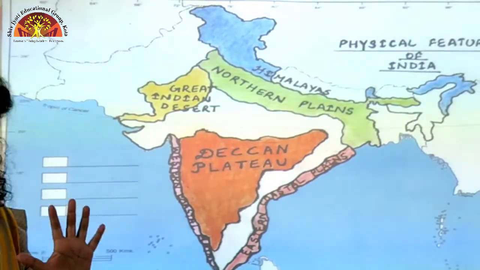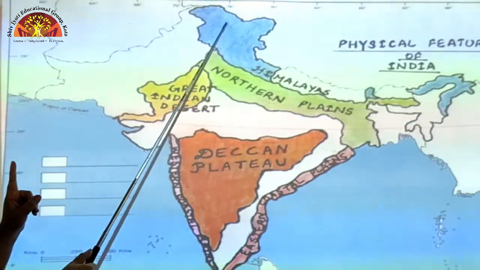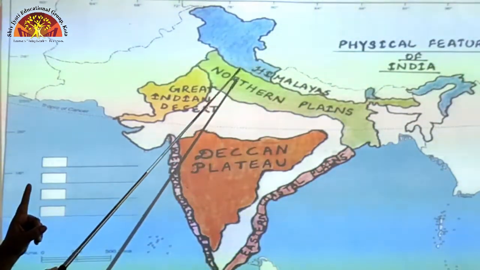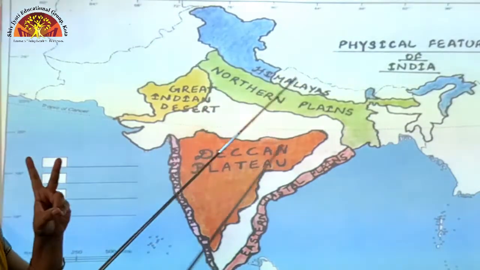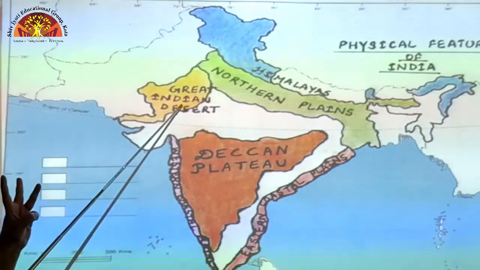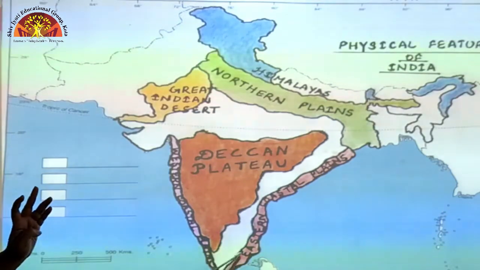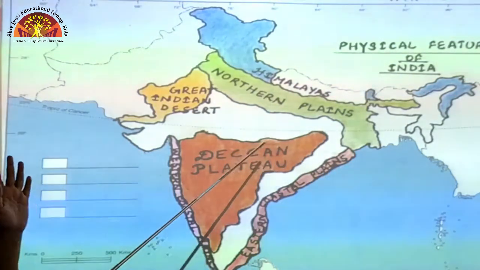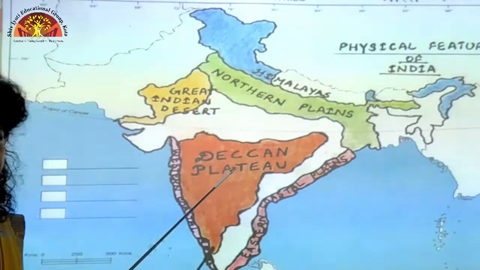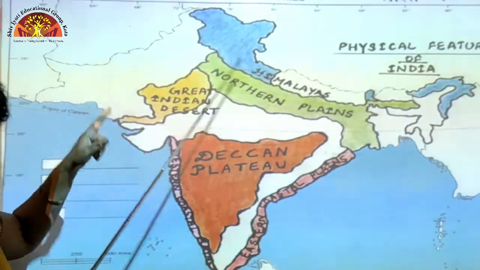So we covered 5 points here. First, your Himalayas. You have 3 parts here, near Kashmir, Sikkim and Arunachal Pradesh. Then just below the Himalayas you had the second point, that is the northern plains. Then you have the Great Indian Desert. Then you have your western coastal plains and the eastern coastal plains, and finally the fifth part, that is the Deccan Plateau. So this part is very important, children, and pay good attention while you draw this map.